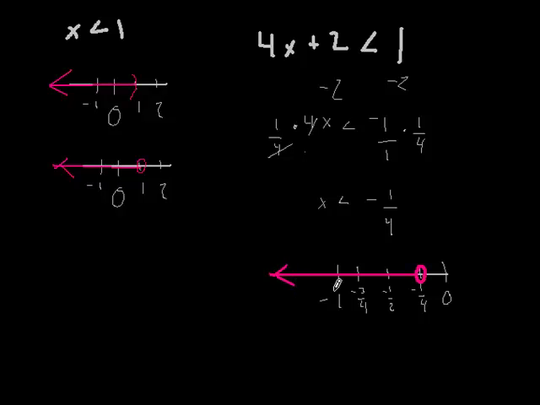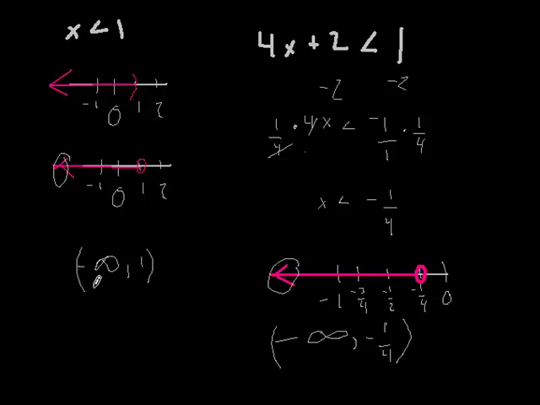Now writing this in interval notation, I know the arrow continues on to -infinity, and my other endpoint is -1/4. And I'll use parentheses for this notation because -infinity and -1/4 are not a part of the interval. And over here on this first graph, I know the arrow will continue on to -infinity, so we'll put that down. And the other endpoint is +1. And again, I use parentheses in this situation.